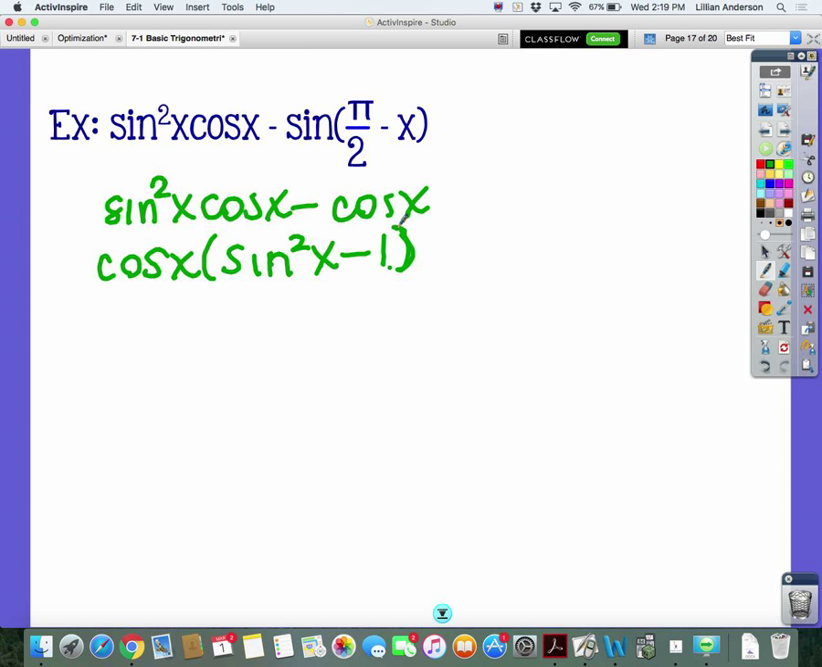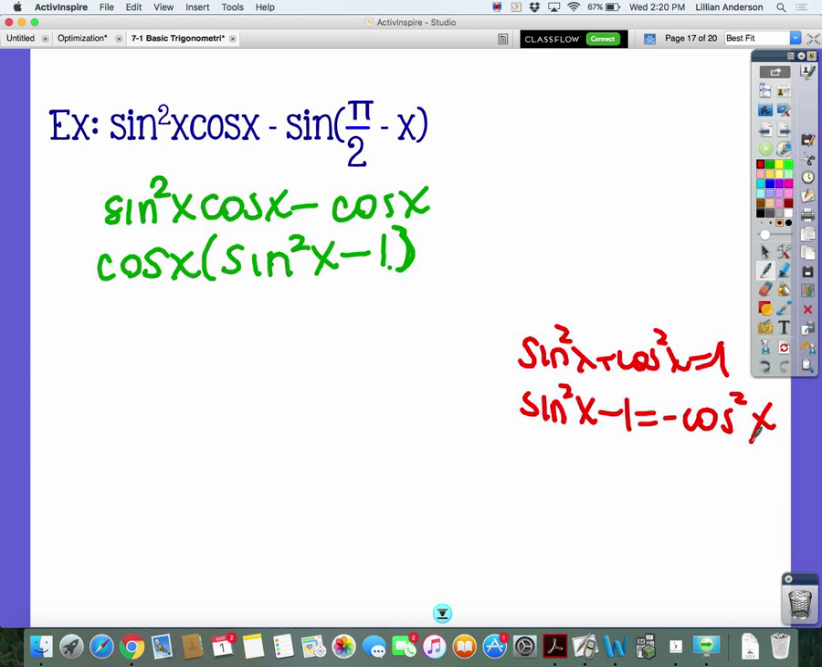Close. Not cosine squared x. Not secant. We did, but it's a little bit different. There's one change. It's not a cosine squared x. It's a negative. And the reason why it's a negative, okay? Again, I'm writing out the original identity, just so you guys can see it. In order for this to be a sine squared x minus 1, I have to subtract this one over, and I have to subtract the cosine squared x over. So I have cosine x times a negative cosine squared x.